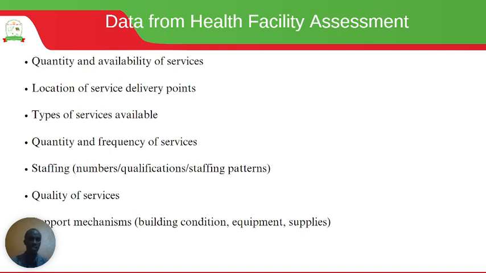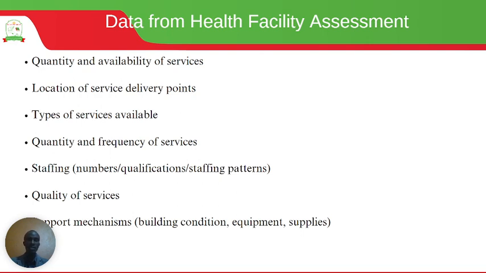Then the types of services that are available. We also gain data about quantity and frequency of services, how often services are delivered. For example, if we are looking at non-communicable diseases and focusing on diabetes and hypertension, we need to know in a week how often you are giving these health talks to people who have diabetes mellitus and hypertension. So that is what we are calling the quantity and frequency of services.